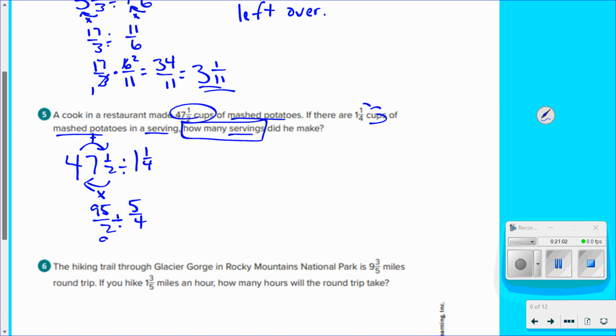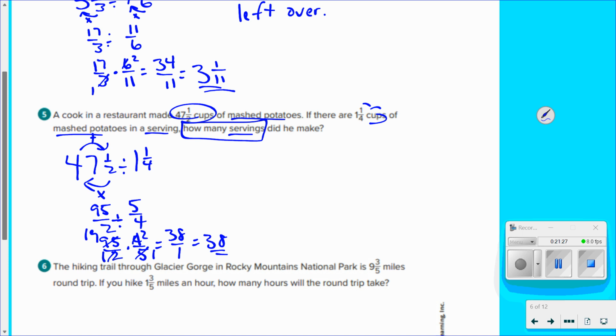Keep the 95 halves. Change the divide to times. Flip to 4/5. Here's where reductions become your best friend. Because I can reduce the 2 and the 4 by 2. I can reduce the 5 and the 95 by 5. So now it's just 19 times 2 is 38. 1 times 1 is 1. Or 38. Those of you who did not do reductions, you got some nasty numbers.